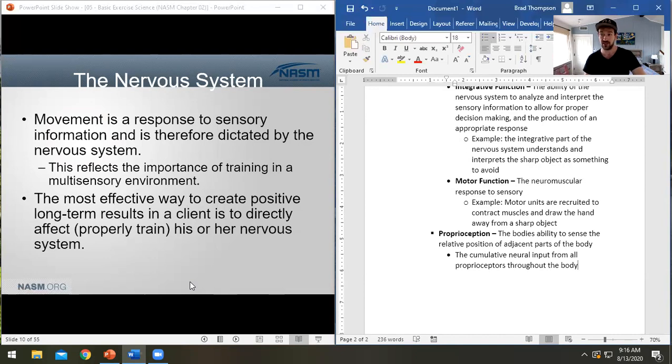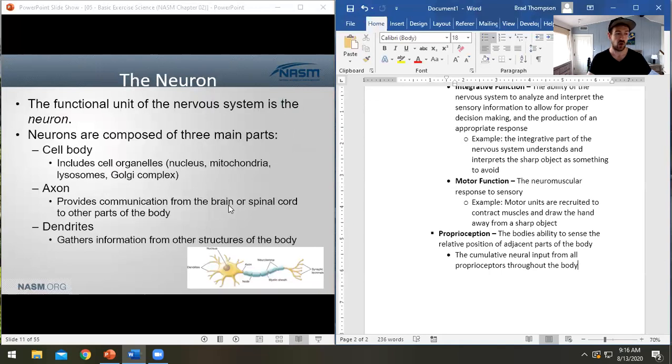Your brain learns stuff through experience, right? It touches a sharp object and goes, holy crap, that's sharp. Then the next time it touches a sharp object, it remembers and goes, okay, I'm not going to poke that thing, at least not as hard. So the most effective way to create these long-term effects is to properly work with our nervous system. So that is proprioception in a nutshell. Like I said, this is arguably the biggest concept of the day.